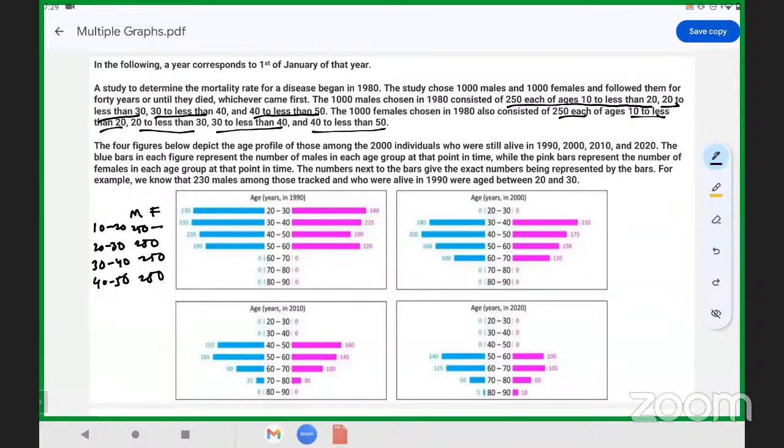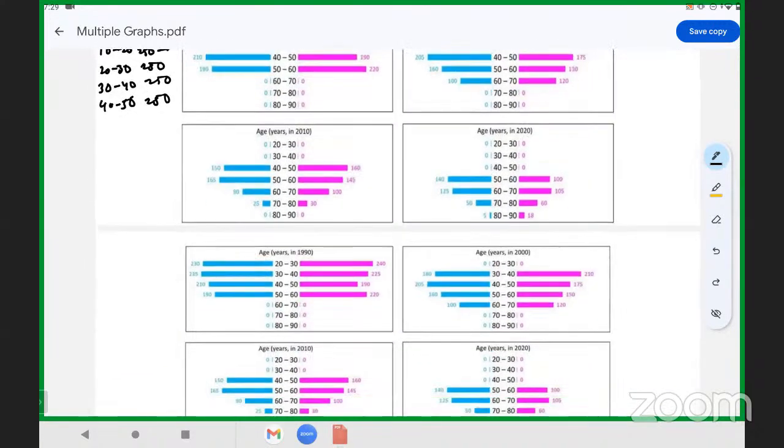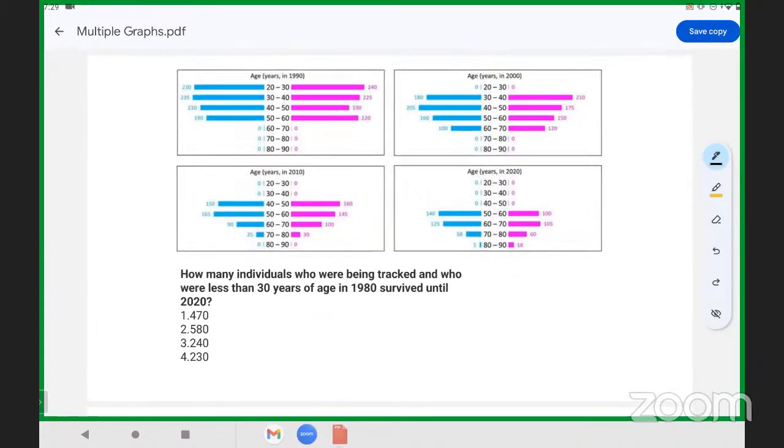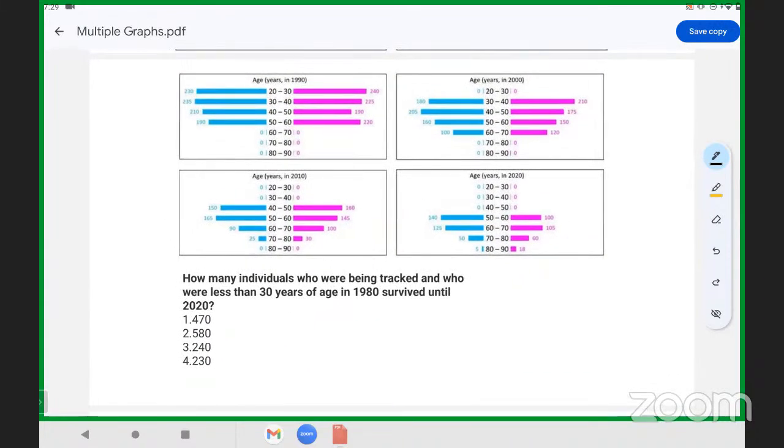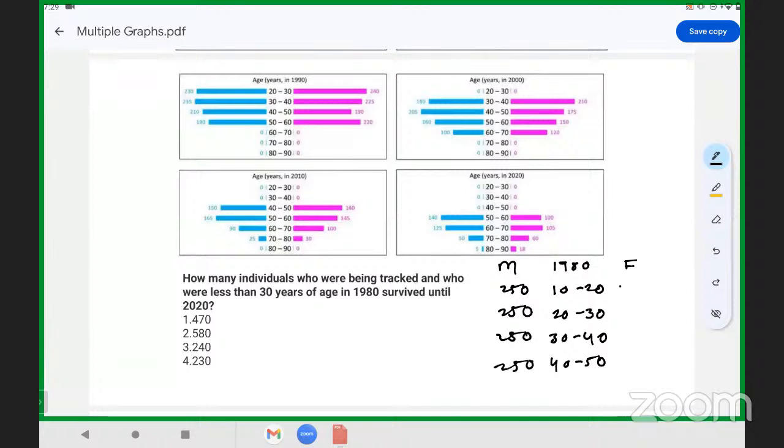So let us move on to the question. For your reference, I will write it down over here. This is the 1980 data for 10 to 20, 20 to 30, 30 to 40, 40 to 50. This is for male, this is for female. As per data, each of them is equally distributed: 250, 250, 250, 250, 250, and 250.